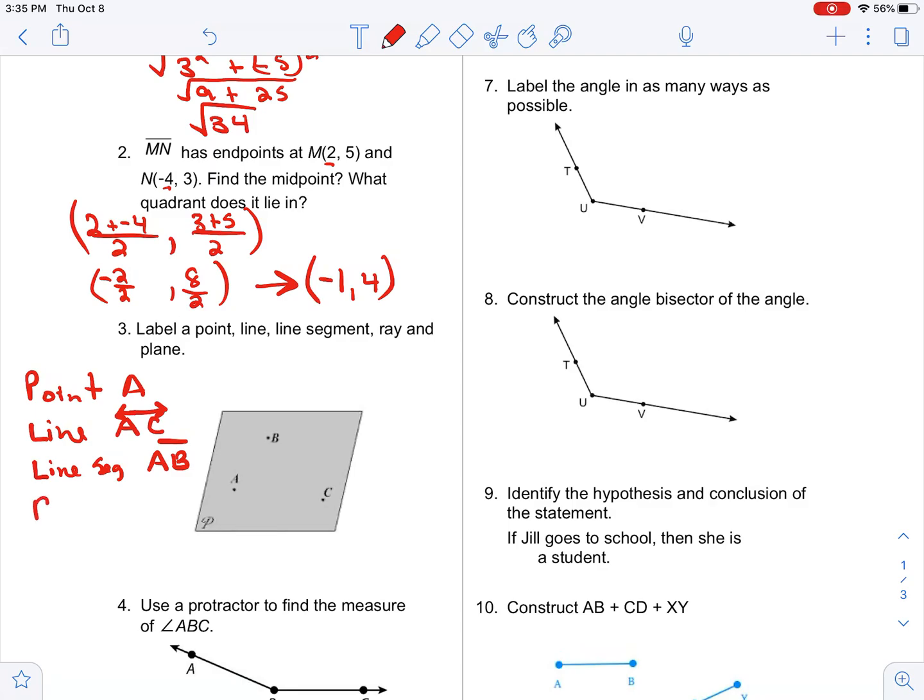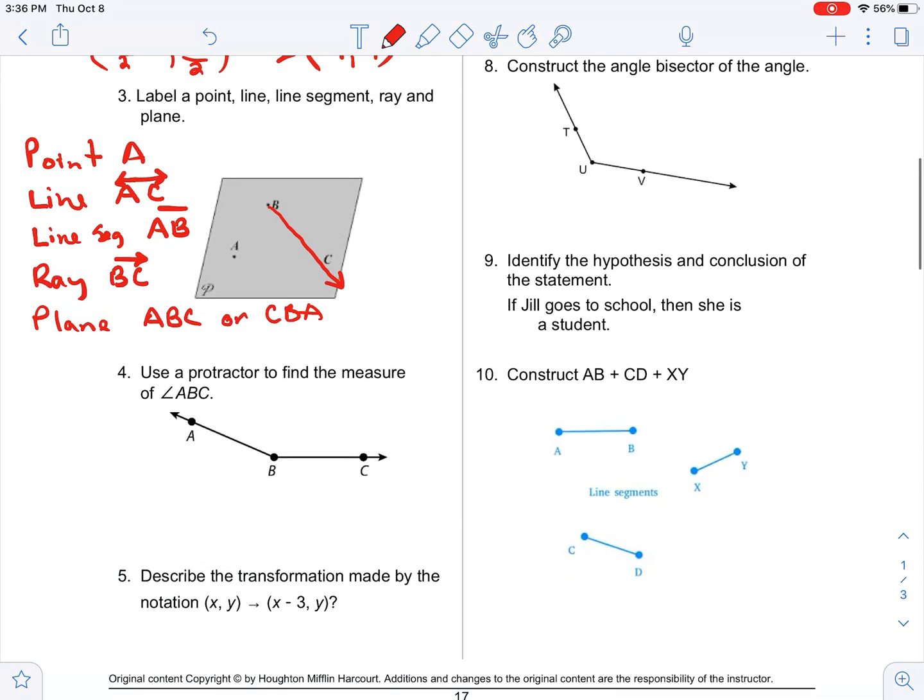If I want to do a ray, then I'm just going to choose 2 points, B, C, in my ray, meaning I'm going to start from B and the line's going to continue on out, is really what I'm saying. And then a plane. A plane you can label with 3 points. So it would just be A, B, C, or you could say C, B, A. So just any 3 points.